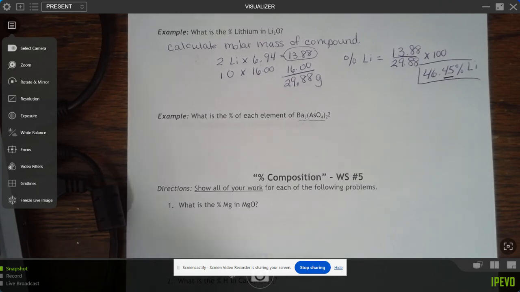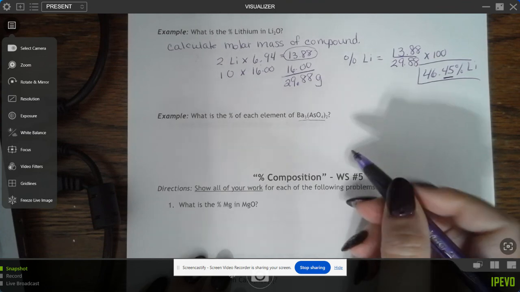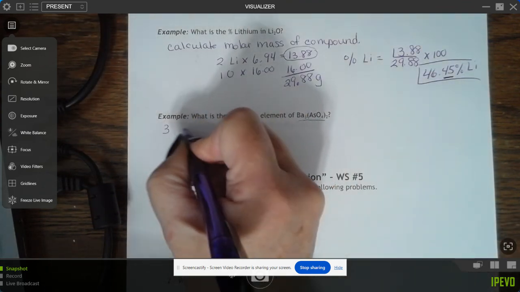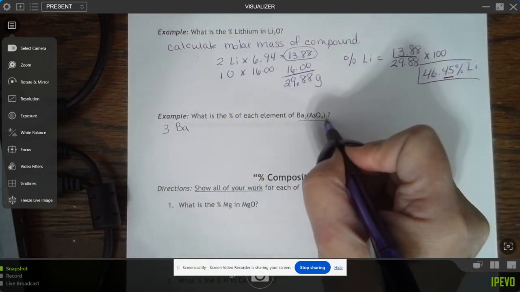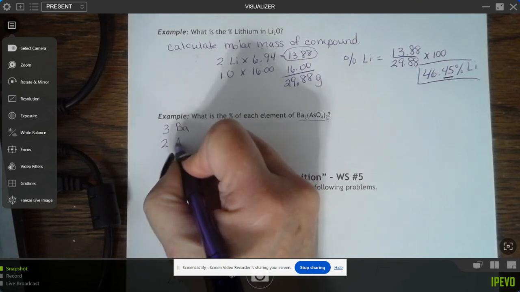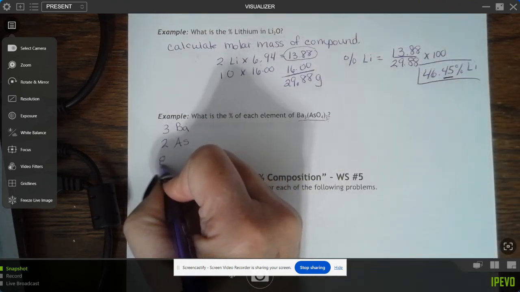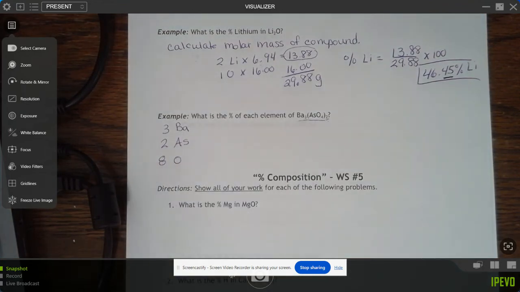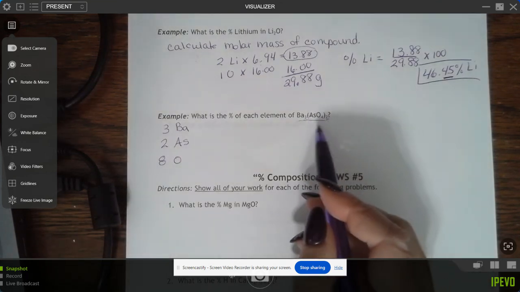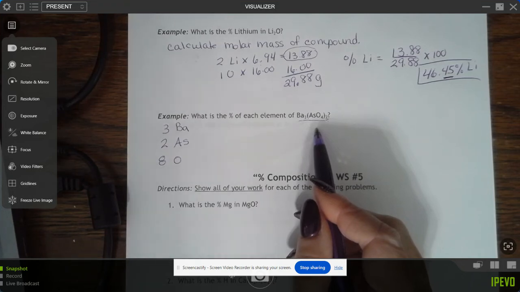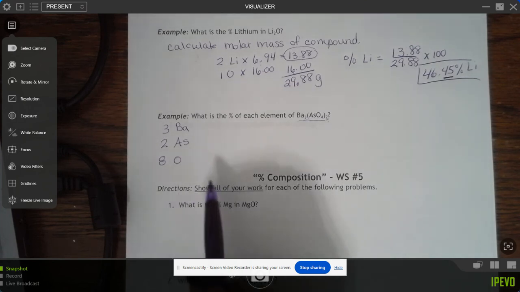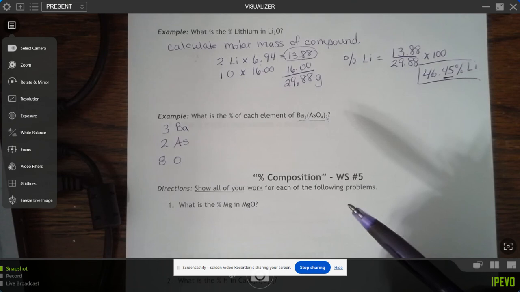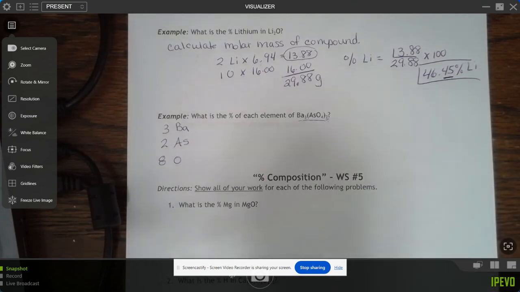So let's look at this barium arsenate. So let's see what I've got. I've got 3 barium. And then this arsenate, AsO4, I have 2 of those. So I have 2 arsenics. And I have 8 oxygens. Another note here, it's really important when we start doing these calculations that you get the right number of atoms. If you don't, it's going to throw absolutely everything off. It's also really important to show all of your work so that if you do make a mistake, I can see where that mistake was made and give you partial credit.